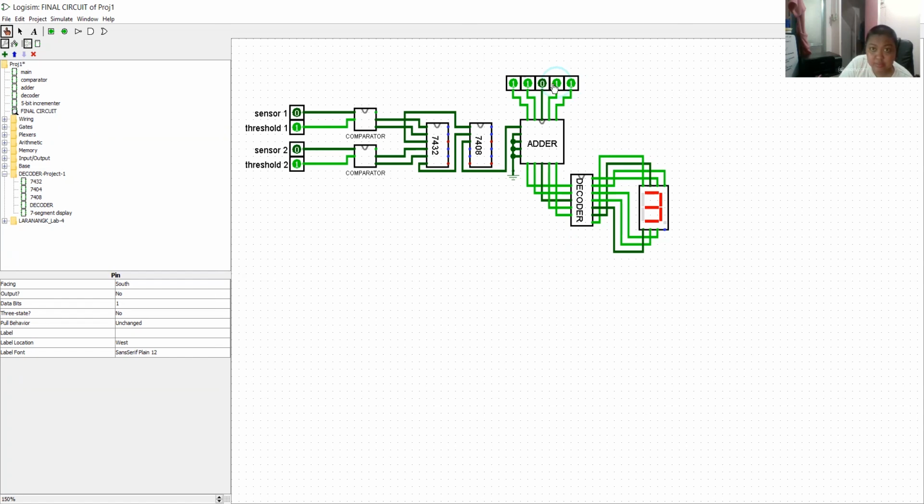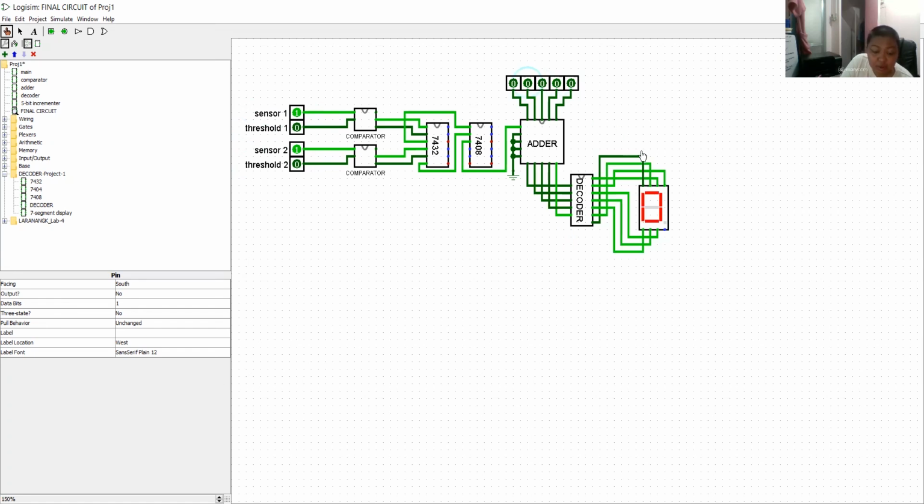And for the next one is 28 up to 31. So as stated in the problem, if the sensor is equal or greater than the threshold, it will increment 1. So for example here, 10, it will be 1. Let's try if the sensor is greater than, it will increment 1.